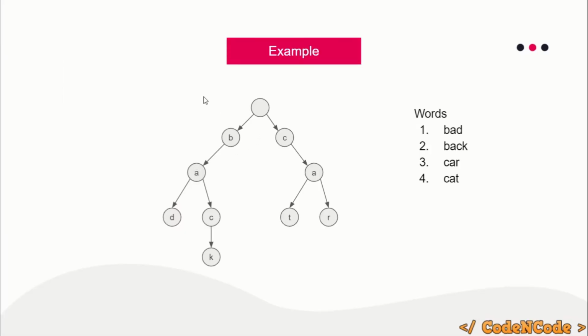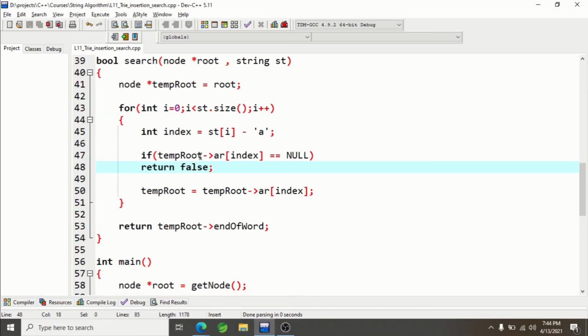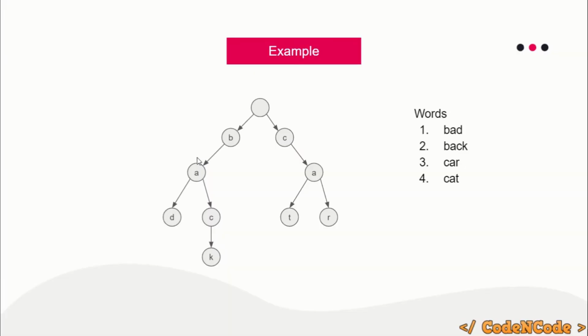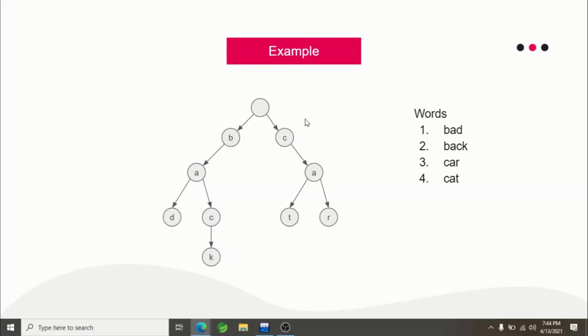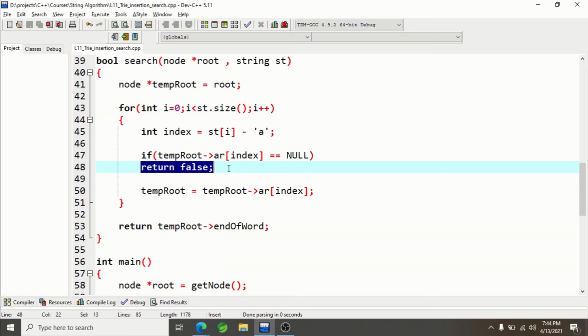For example, I am at the root, and I want to search, say, dog. Okay, so the first character is D. At the root I would see whether AR of 3 exists or not, since D is 0, 1, 2, 3. So the answer is no, AR of 3 is actually null. In this case, D does not exist in the trie as the first character, right? In that case, you simply return false because dog does not exist in the trie.